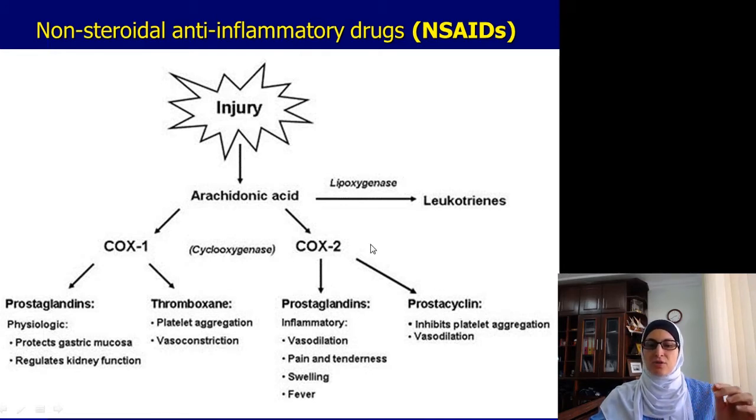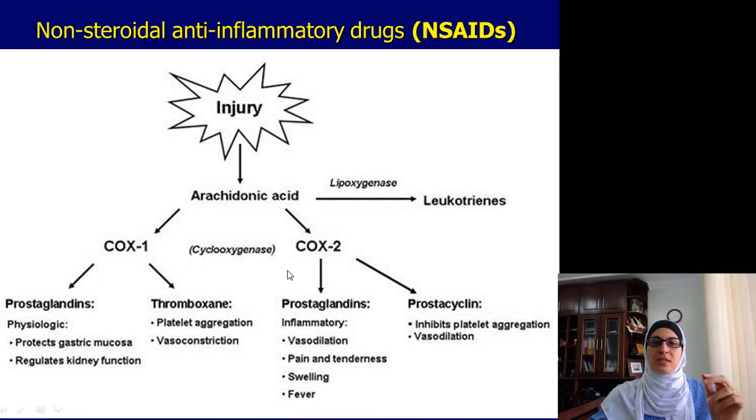Prostacyclin is the counterpart of thromboxane. So as thromboxane tends to induce thrombus formation, platelet aggregation and vasoconstriction, prostacyclin inhibits platelet aggregation and vasodilation.